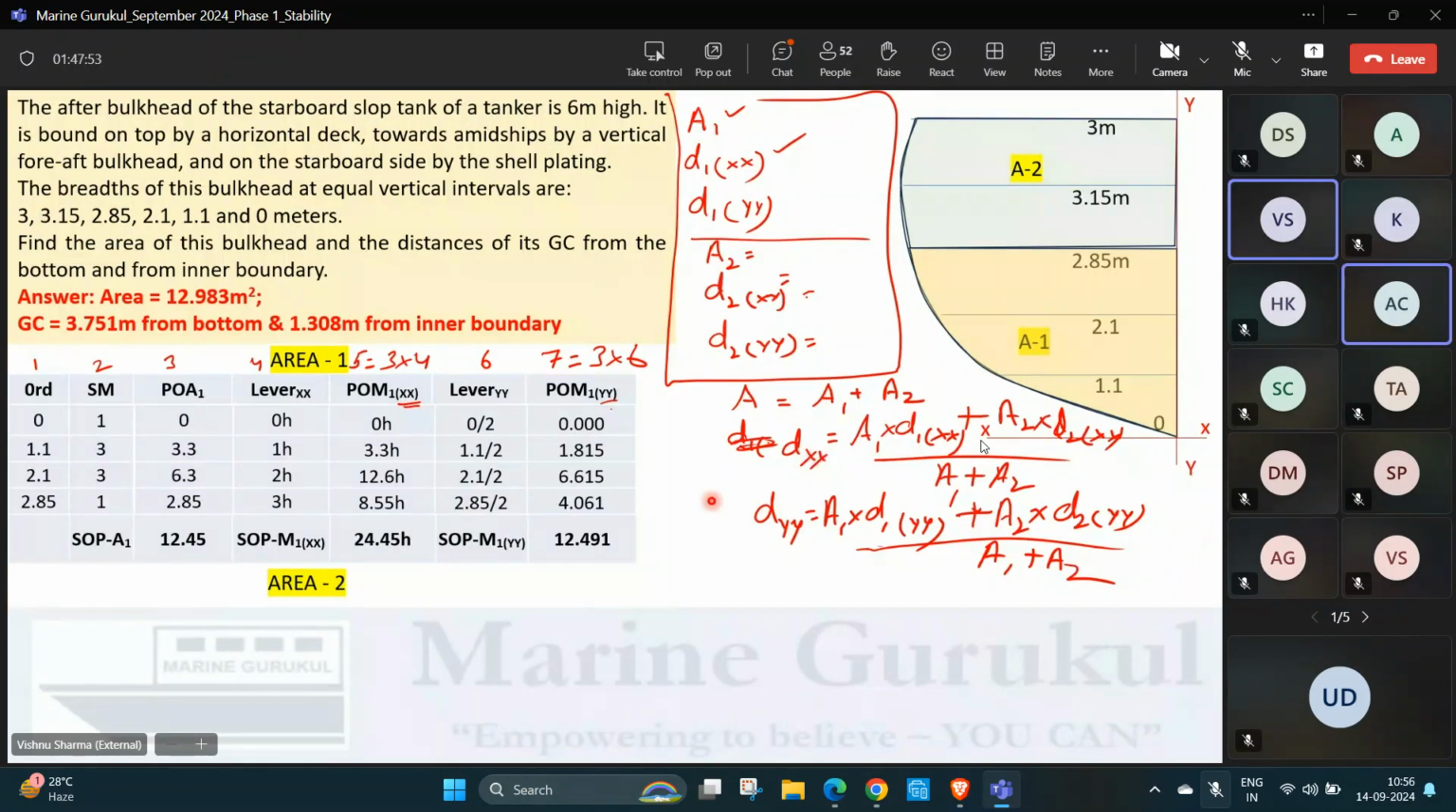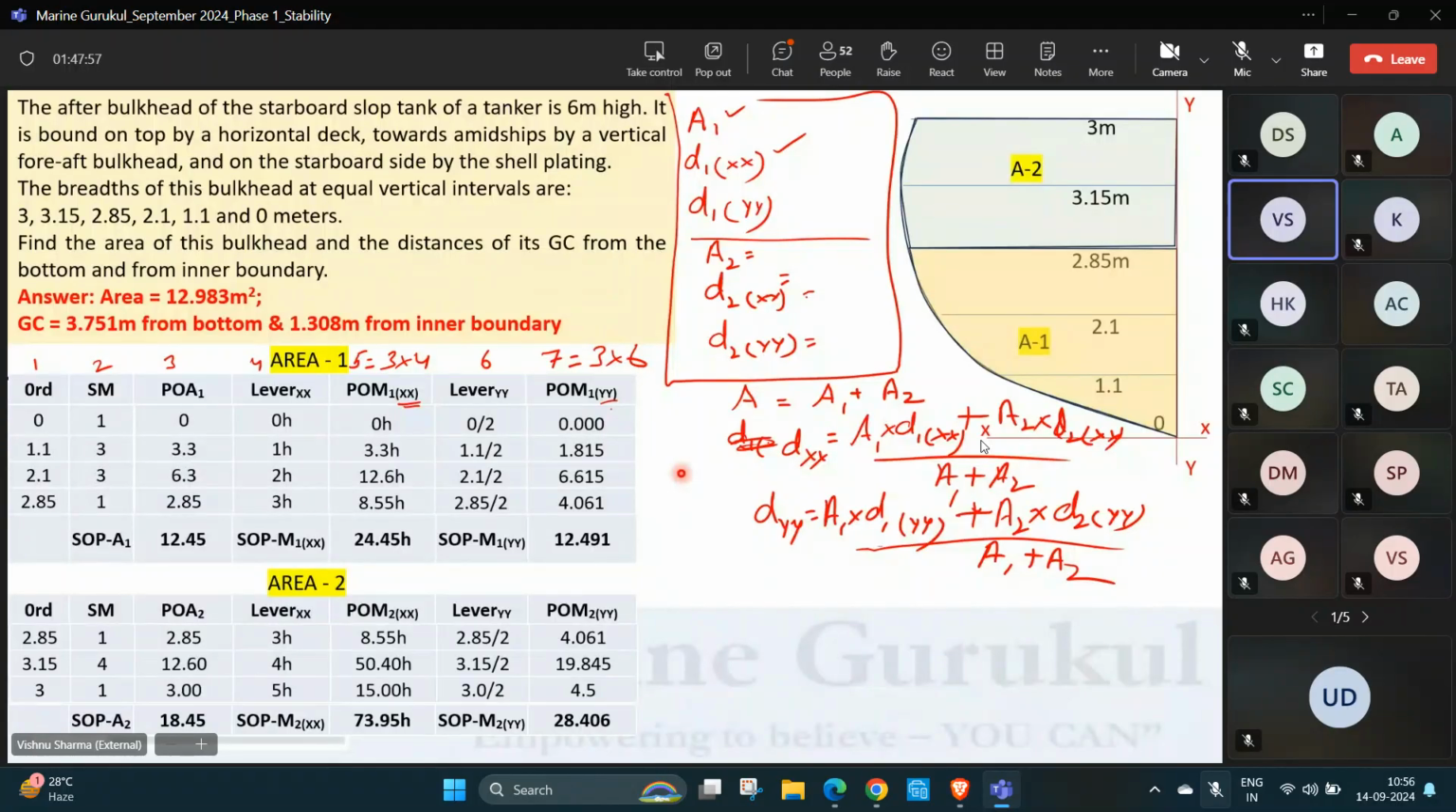Hey guys, I'm showing the table for area 2. Please let me know, is it what you filled up or something else? Yes, sir. Same. Now calculate the answers and match the answers. Area and GCs are given from both the reference axes. From bottom is from XX and from the inner boundary is from YY.